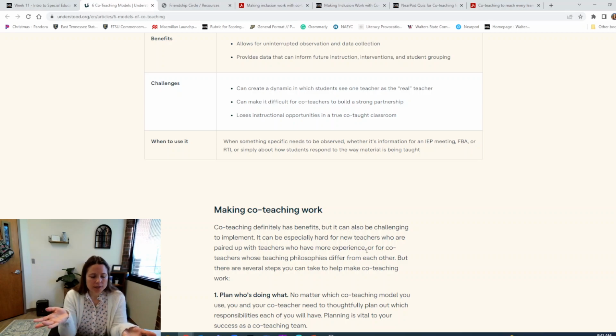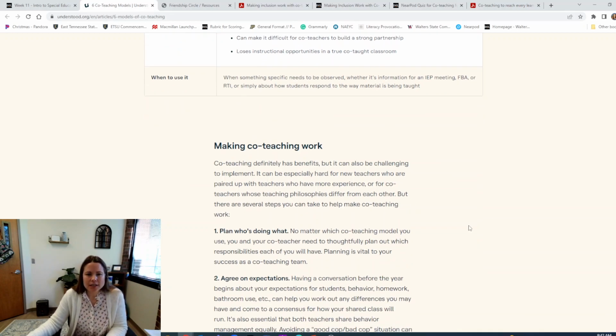So when should you use this? You should use this when you need to gather information at any time. So this would be data collection. You can use this for collecting data for IEP meetings or functional behavior assessments or RTI, or when you want to see how the students are responding to what's being taught.